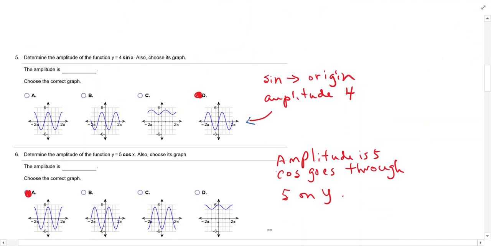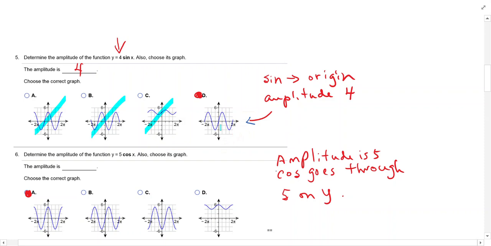All right, determine the amplitude of the function y equals 4 sine x and choose its graph. So the amplitude is 4. It's that number right there. And so we know that it's supposed to go through 0, 0, and it should be coming up like that. This one's going down. This is a cosine because it's going through the number on the y-axis. This one's going upside down. This one is not anything that we need. And so this one should be it.